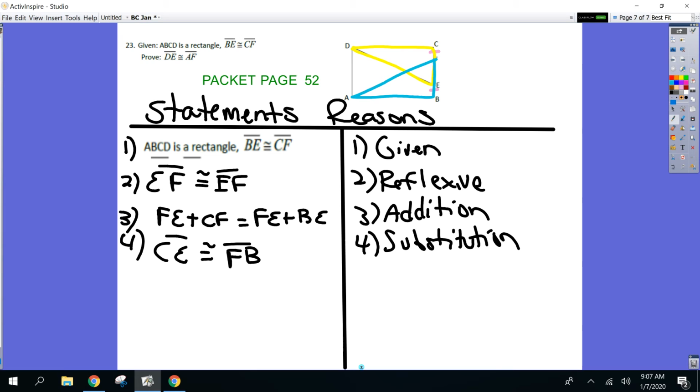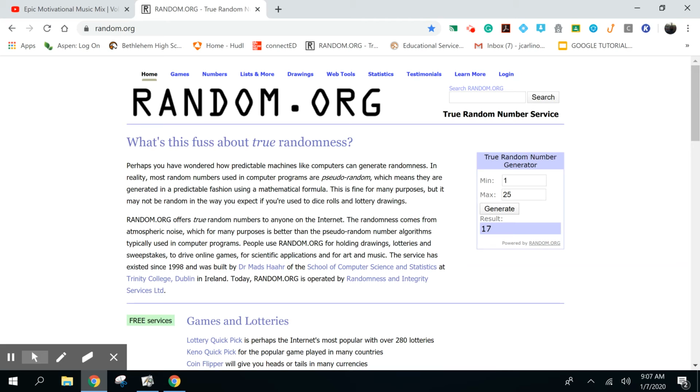Was anybody thinking subtraction instead? Because you could do subtraction, but not use EF and EF. Instead, use CB and CB. Okay, so subtraction was also an option there to get these two congruent. All right, you got me a pair of sides. Great job. What about another pair of sides or angles?